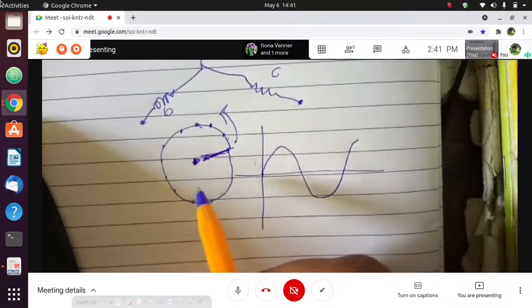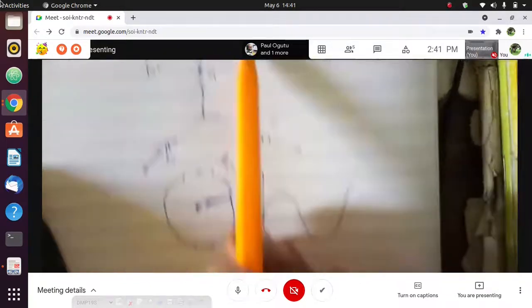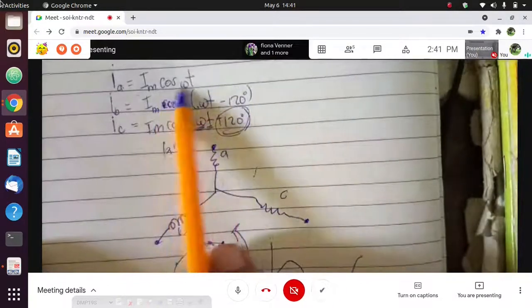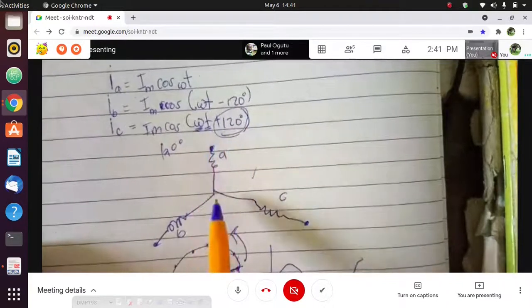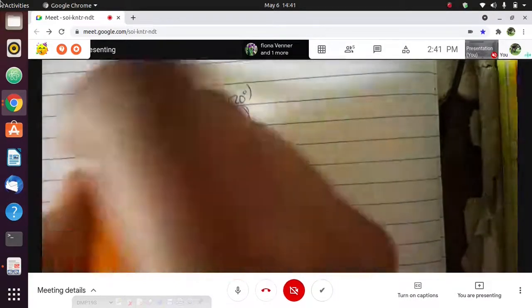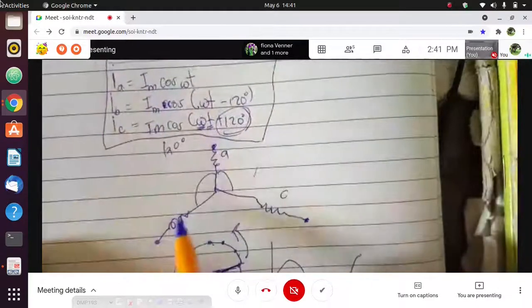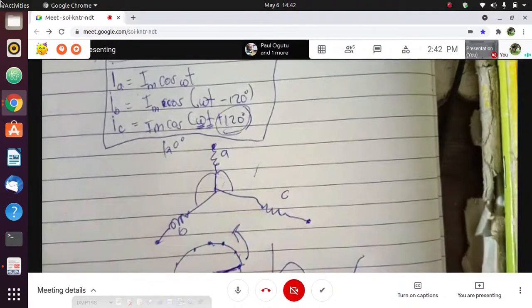Due to the 120 degrees electrical, you'll find that there is one that is at 0 degrees. If this is at 0, this will be negative 120, and this will be positive 120. But I just wanted to mention that this is the current of a balanced three-phase that is going through the stator winding. And then when this current goes through that stator winding, it induces voltage. And now we want to see how to calculate the value of that induced voltage.